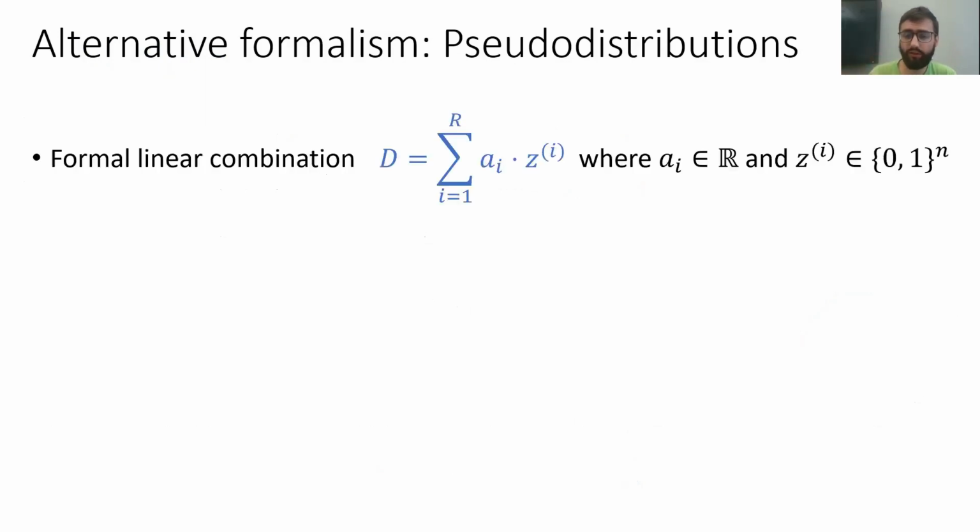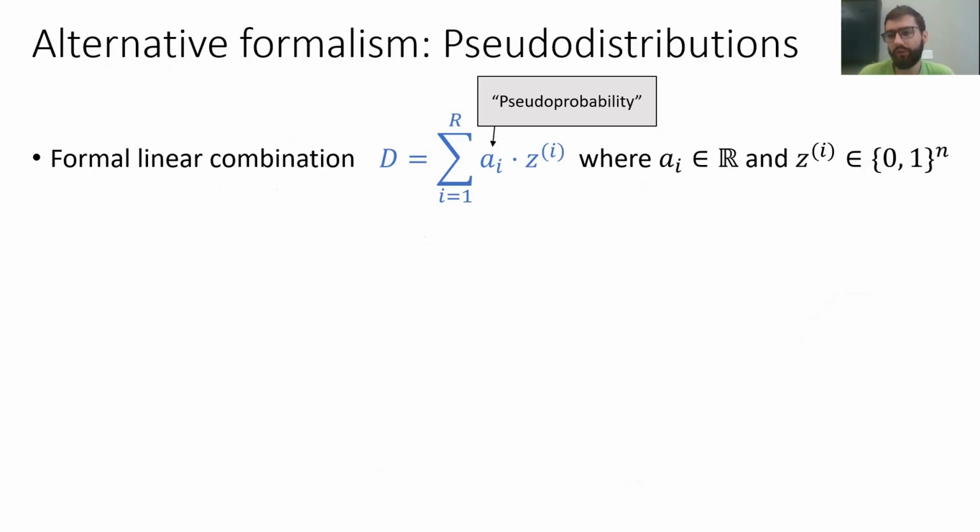Weighted pseudorandom generators are also known as pseudorandom pseudodistribution generators, which is based on just this slightly different formalism and way of thinking about these things. For today's purposes, a pseudodistribution is a real linear combination of n-bit strings. So we have these n-bit strings, these z_i's, and then each one has a real coefficient a_i attached to it, which is called a pseudo probability.